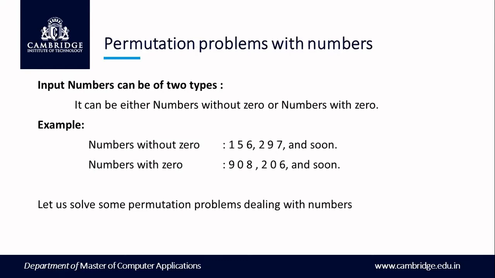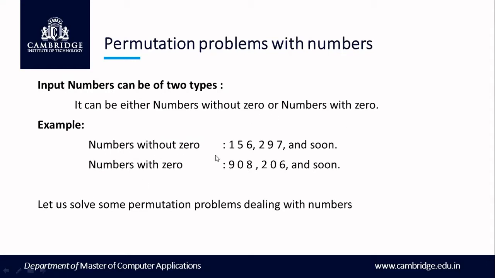Now let's discuss permutation problems with numbers. Here I am not going to give any example with alphabets, I am going to concentrate only on numbers. If I take numbers, the input numbers can be of 2 types. One is numbers with 0 and the other category is numbers without 0.